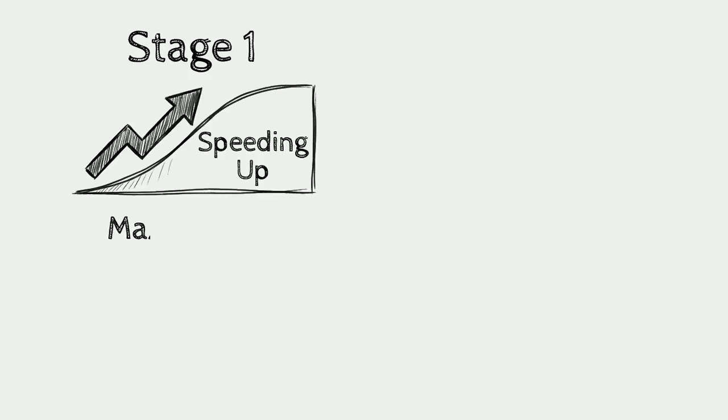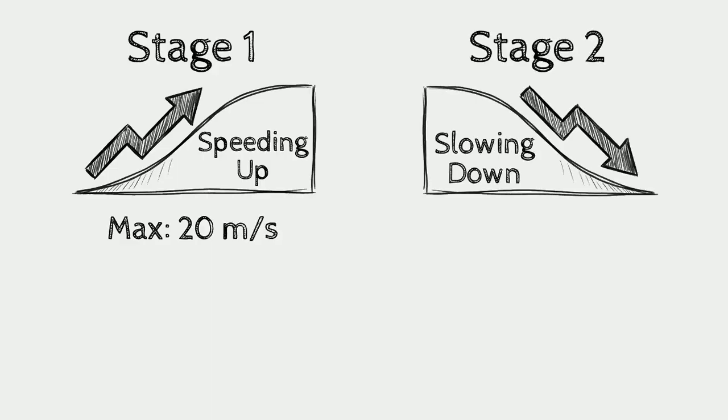The motion does not happen all at once in the same way. The vehicle speeds up, reaches a top speed of 20 meters per second, and then slows down until it comes to rest. Because the acceleration is different in these two stages, we must treat the motion as two separate parts, and then combine the results.